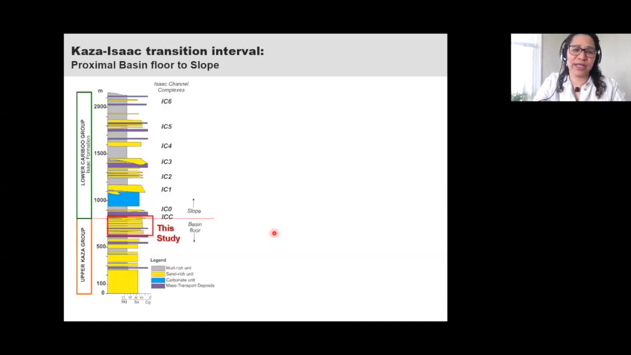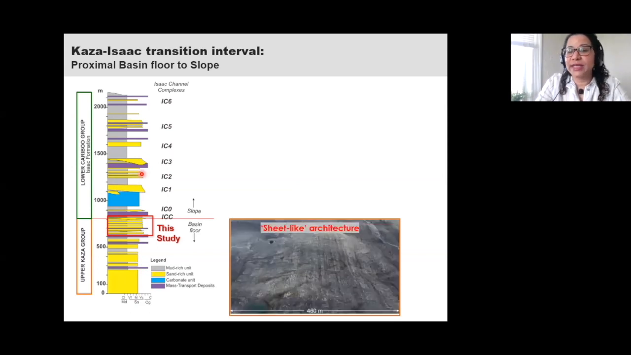What is the stratigraphy here? It's very simple. We have two stratigraphic units to deal with: one is the upper Casa group, and the other is the Isaac formation. The upper Casa group is approximately 800 meters thick in Casa Creek. Most of it is sandstone-rich sheet-like deposits that are interpreted to be basin-floor deposits.